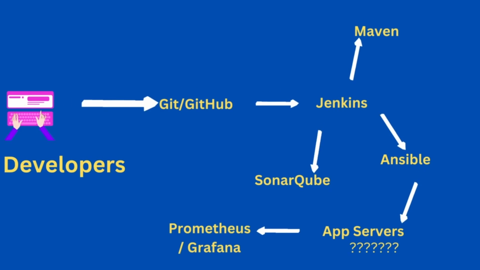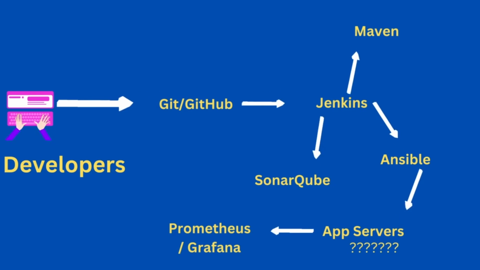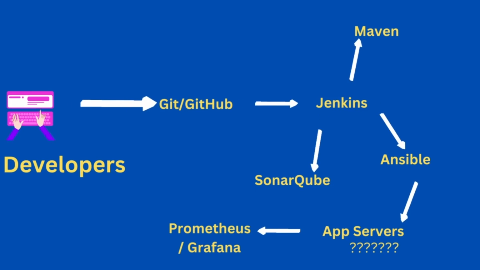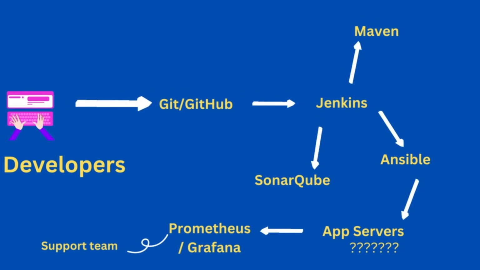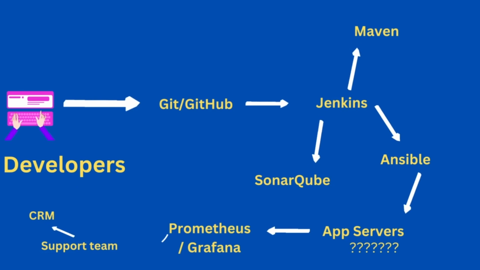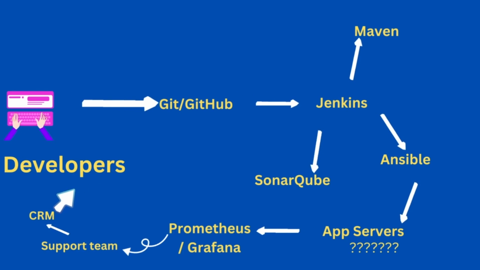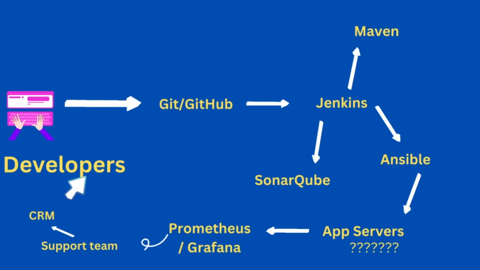The monitoring is done by tools such as Prometheus, Grafana, New Relic. In the event of any issues, the monitoring tools trigger a report sent to the support team, who raise a ticket through a CRM such as Jira, and then the developers can deal with the issues. As we mentioned earlier, this is just a snapshot of what happens in DevOps.